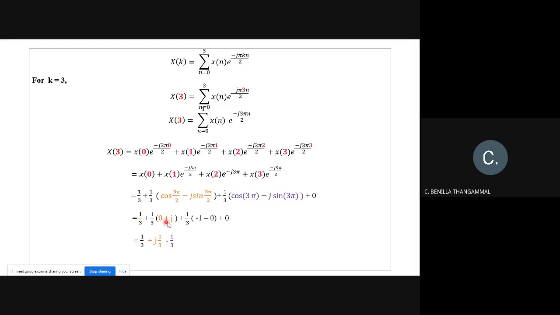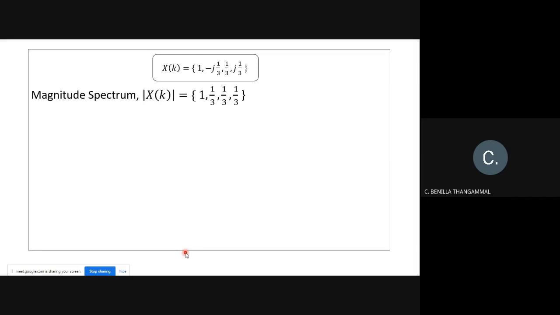So it's going to be 1 by 3 plus 1 by 3j and minus 1 by 3. So your x of 3 is going to be minus j 1 by 3. So I conclude that your x of k equal to 1, minus j 1 by 3, 1 by 3, j 1 by 3. Here they ask you to calculate magnitude and phase spectrum, right? So to calculate your magnitude and phase spectrum, you have to convert this rectangular coordinate into polar coordinate.